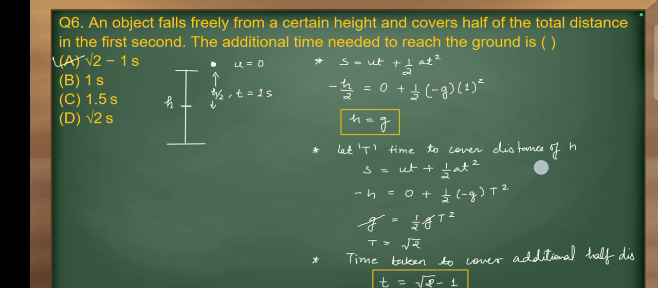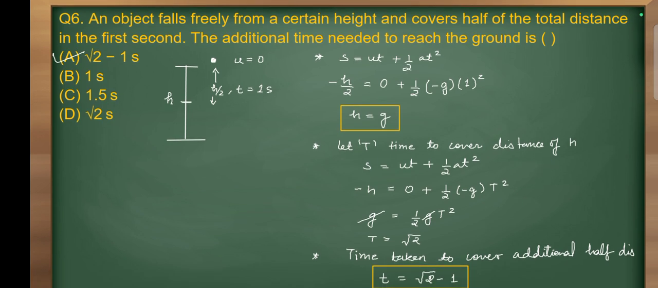Question number 6. An object falls freely from a certain height and covers half of the total distance in the first second. The additional time needed to reach the ground is... Here, the particle is dropped with initial velocity of 0 meter per second from the height of h, and from the second equation of motion, s is equal to ut plus half at square. Here, the displacement of the particle is minus h by 2, and the time taken by the particle is 1 second.